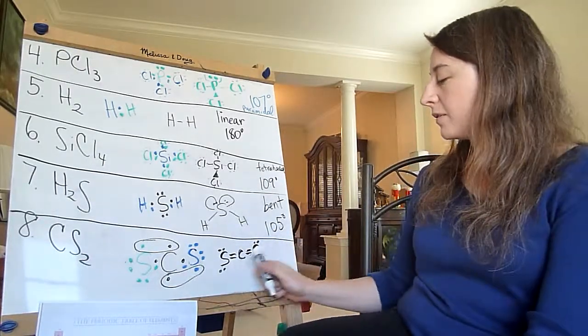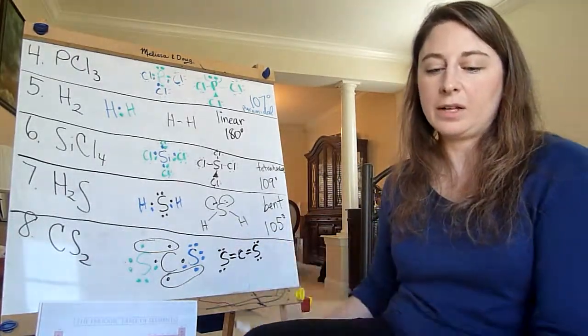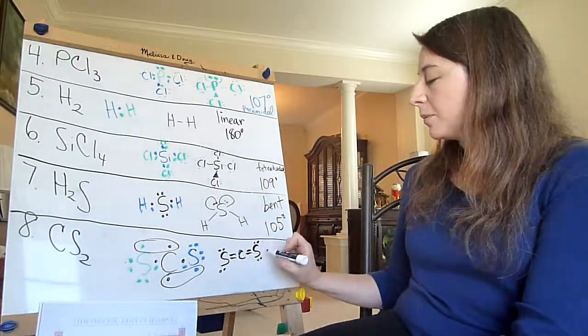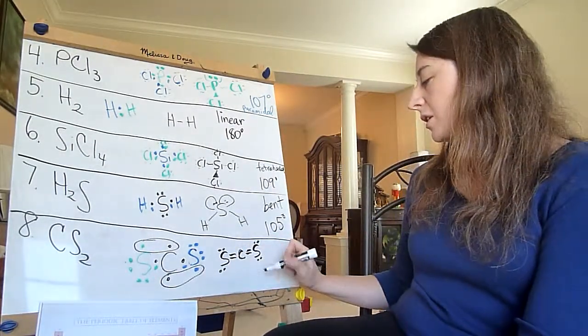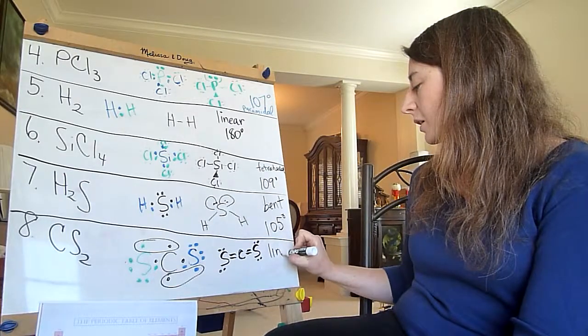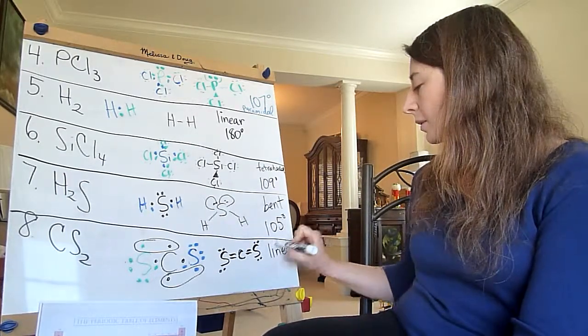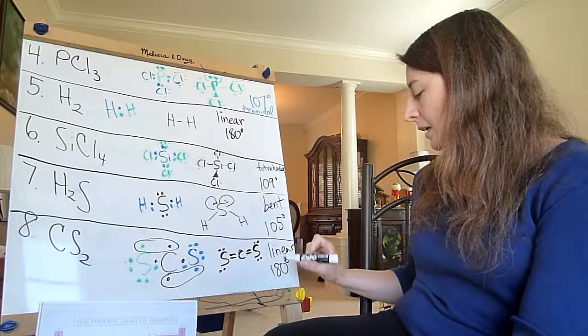So when you have these double bonds like this, you're going to end up with a linear molecule because double bonds really kind of lock things into position. So this will form a linear shape at 180 degrees.